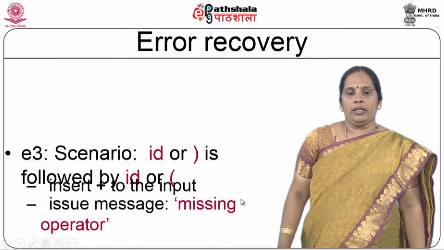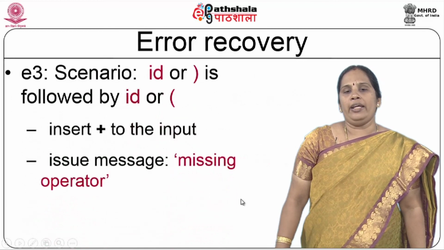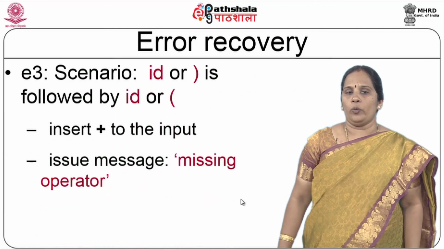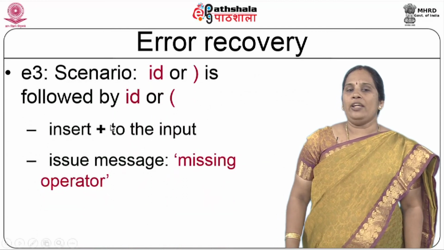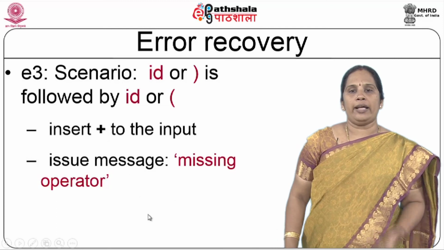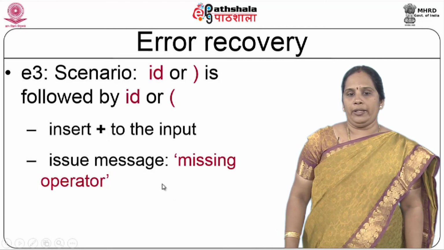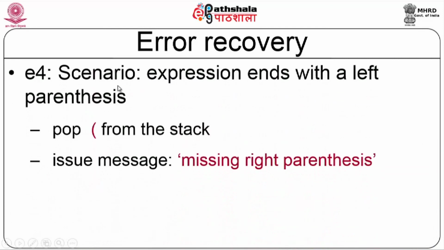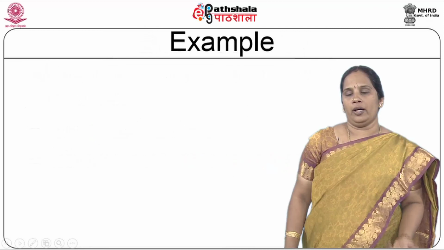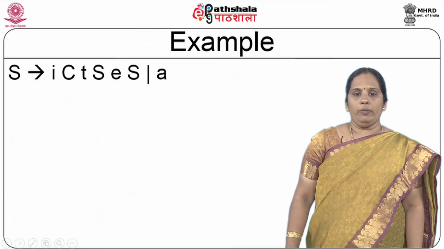And E3 is the scenario where an ID or close parenthesis is followed by an ID or open parenthesis. So, you can insert any operator, plus or star, here and then issue a message called missing operator. The last one is the open parenthesis alone, with no close parenthesis. So, you have to issue a message: missing right parenthesis. So, these are the 4 possible error recovery messages.